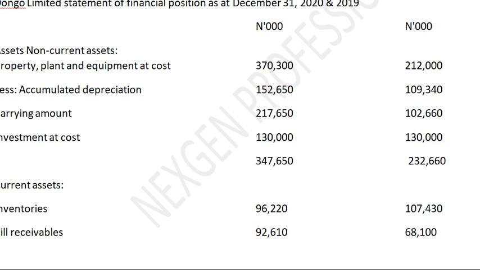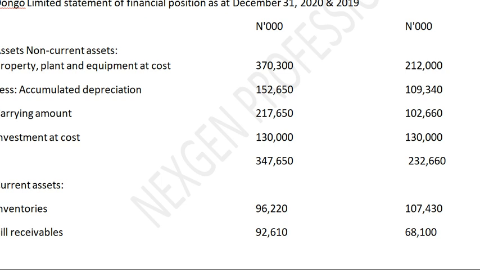Now, we were told that there is an accumulated depreciation. There is one for 2019, there is one for 2020. How will you know what the depreciation for the year is? It's very simple. All that you need to do is to less the opening from the closing, and it will give you the depreciation for the year. Let me take that again. We were not given depreciation for the current year in this question. How will you know what the depreciation is?